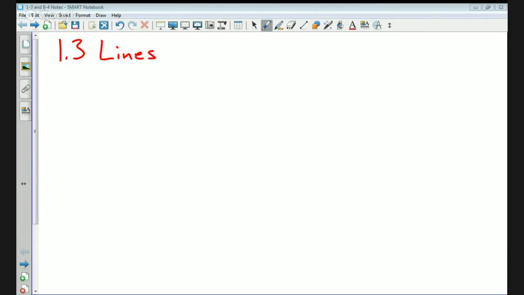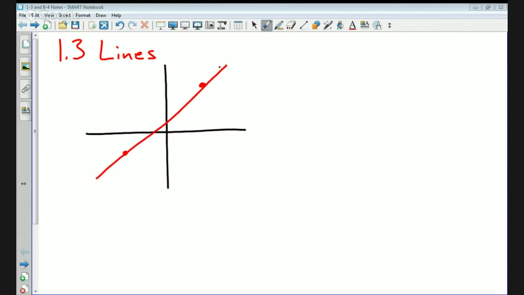So the idea with a line, above all else, is that you need 2 points to describe a line. If you just have 1 point, you could draw a whole bunch of lines through that. For example, just have this 1 point, I could have all kinds of lines going through there. But if I have 2 points, there's only 1 line that you can draw through those. So we need those 2 points in order to describe a line.